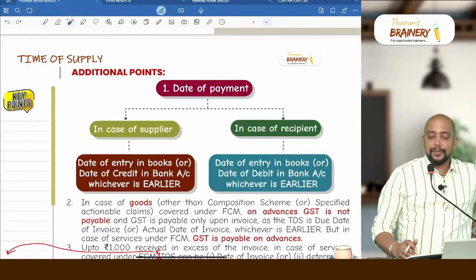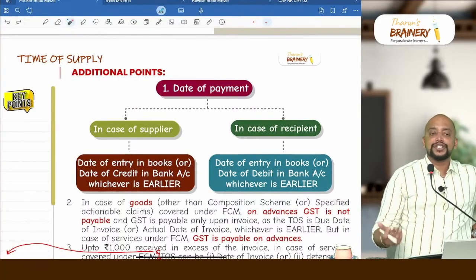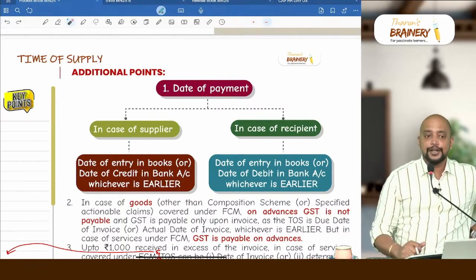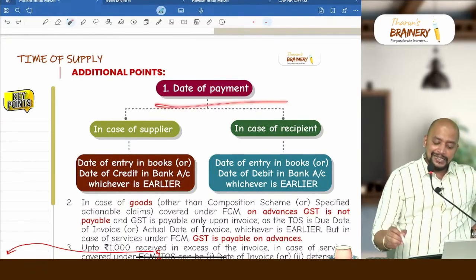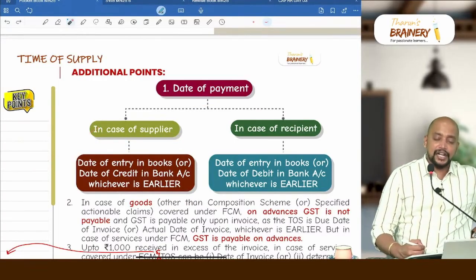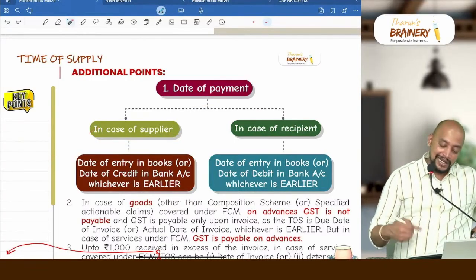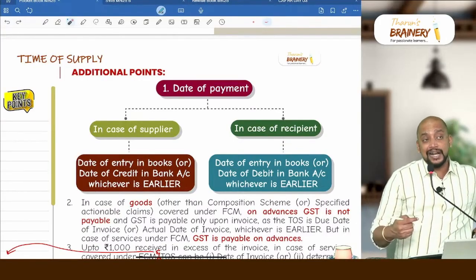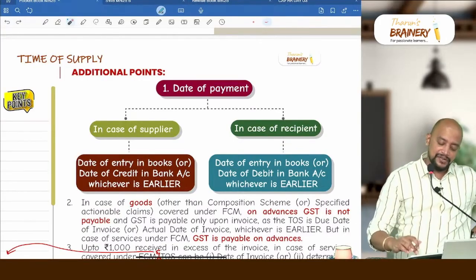So date of payment. In supplier's case also, recipient case also, so FCM also date of payment is there, RCM also date of payment is there. What should be taken as the date of payment? In case of supplier, date of entry in the books or date of credit in the bank account, whichever is earlier. From recipient point of view, date of entry in the books or date of debit in their bank account, whichever is earlier.